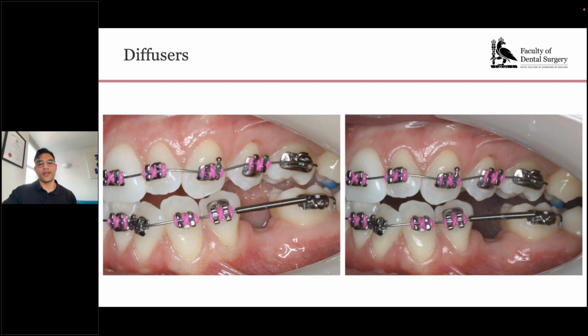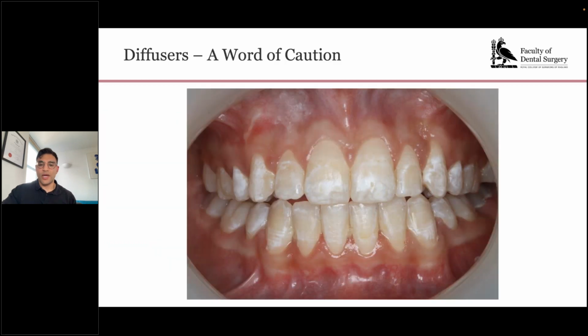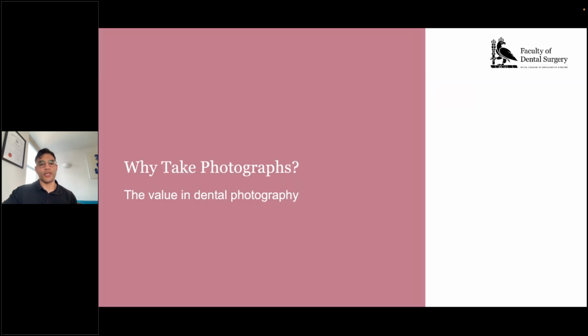But they won't make a terrible photograph good. They'll probably make a very good photograph better. And if the patient's got a lot of characteristics in their teeth, like hypomineralization or fluorosis, it will really bring out that detail. So unless you want to specifically show that detail, I wouldn't use a diffuser because it can be distracting. So why do we take photographs?